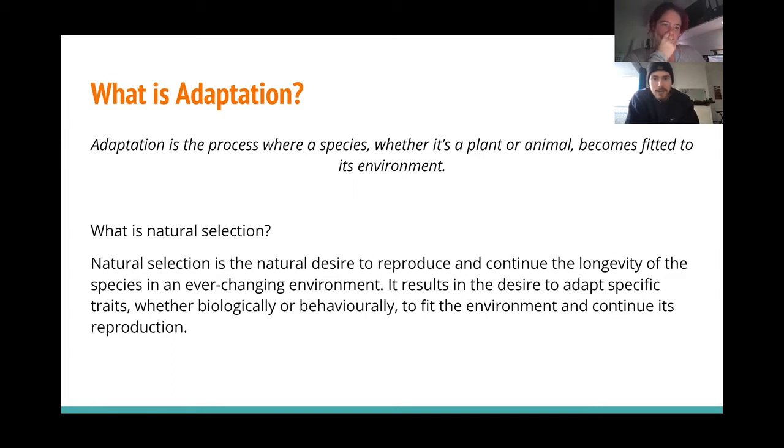So a popular theory of natural selection emphasizes that natural desire to reproduce and continue the longevity of the species in an ever-changing environment. This results in the desire to adapt traits, whether biologically or behaviorally, to fit the environment and continue its reproduction. Behavioral adaptation can be how emperor penguins crowd together to share warmth, whereas a biological adaptation can be how Tibetans have acclimated to high altitudes for living purposes.